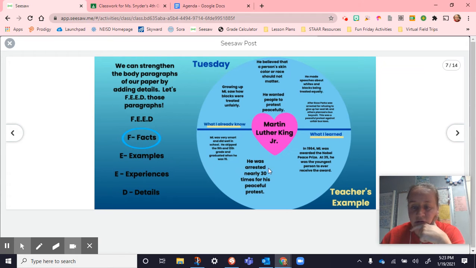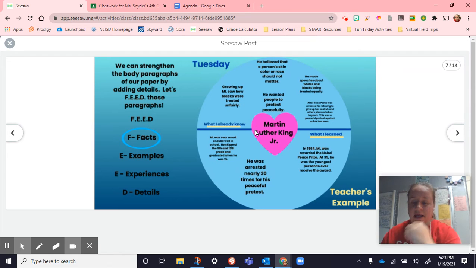I didn't know it was nearly 30 times. So that's a fact I can add in to make it stand out, making it sound like I really know what I'm talking about and helping my reader understand more. And then here, I knew he got a Nobel Peace Prize. I did not know, so I added it down here, that at 35 he was the youngest person to ever receive the award at that time, 1964. So again, above, what I already know; down below, what I learned.